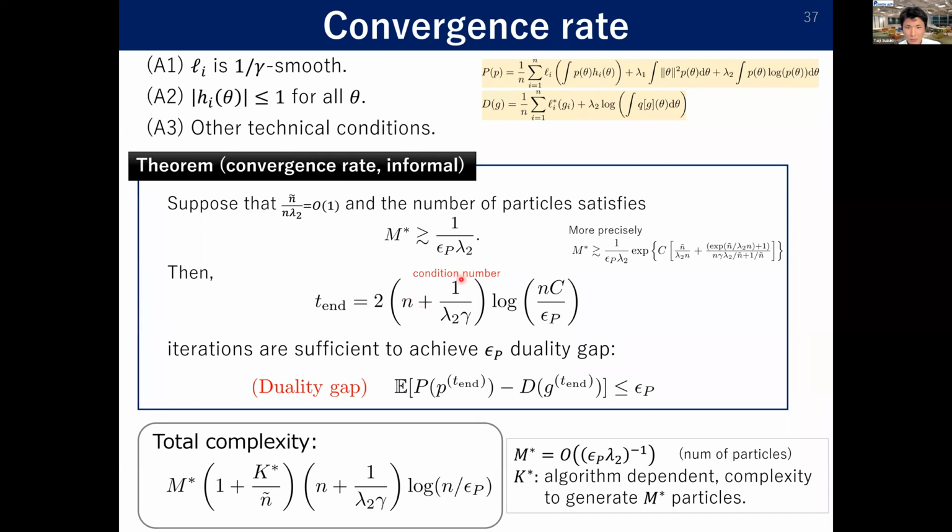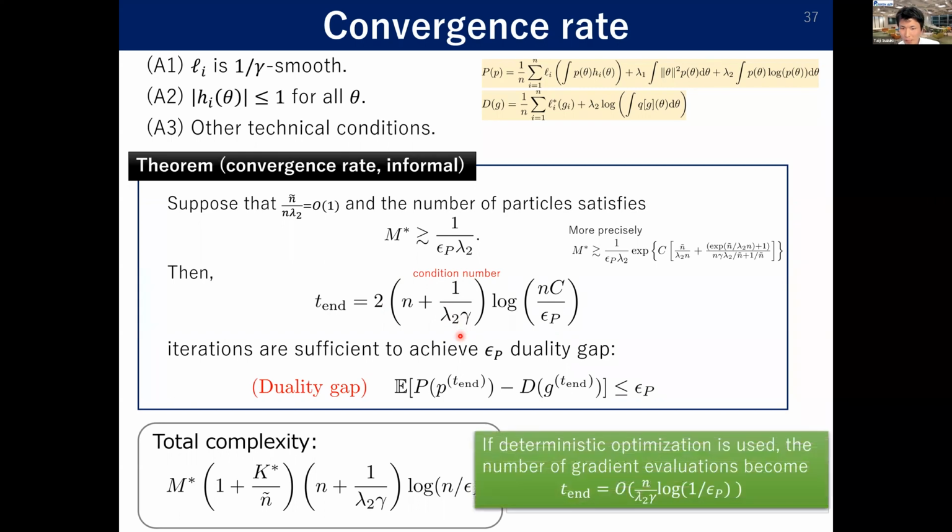And here is n plus 1/lambda 2 gamma. If you use a deterministic optimization method, so instead of stochastic coordinate updates, you update all coordinates at each iteration, the complexity of the gradient computation becomes n divided by lambda 2 gamma, where this one is a condition number. So there is a multiplication of n and a condition number. But if you use stochastic coordinate descent, this n and the condition number are decoupled, like n plus the condition number. Yeah, so this is a good point of the stochastic method.